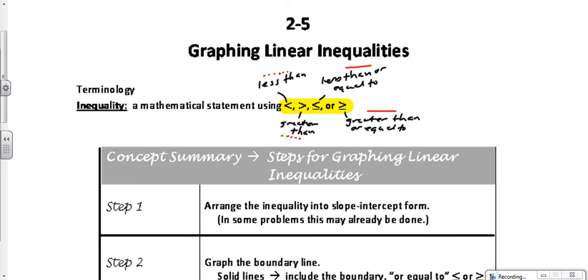And also, if it's a less than or a less than or equal to, we will shade downward. If it's a greater than or a greater than or equal to, we will shade upward, and I'll show you what that means in a minute.